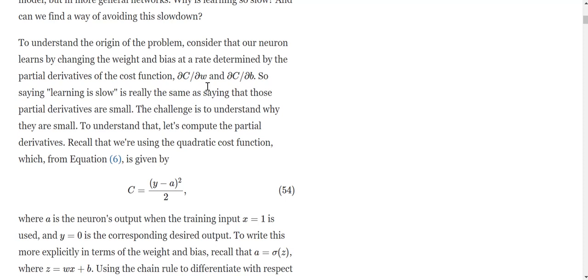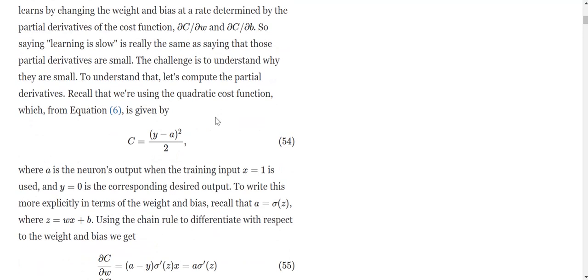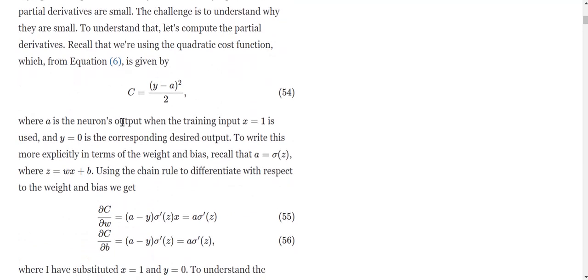Recall that we are using the quadratic cost function, which from equation 6 is given by this. So this is the quadratic cost function, where a is the neuron's output, when the training input x is 1 is used and y is 0 is the corresponding desired output. To write this more explicitly in terms of the weights and biases, recall that a is sigmoid of z, where z is wx plus b. And using the chain rule to differentiate, you can easily get these expressions.